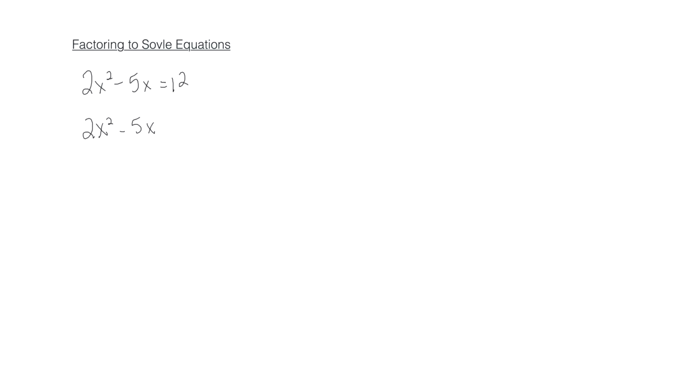X squared, the X, and the constant equal to 0. We can factor this and then set the factors equal to 0 to solve. Remember, you're going to have two answers because the exponent is 2.